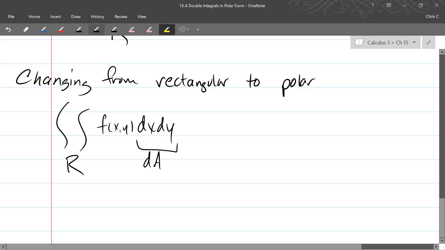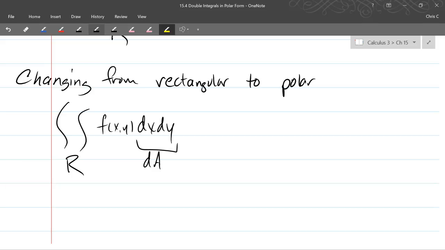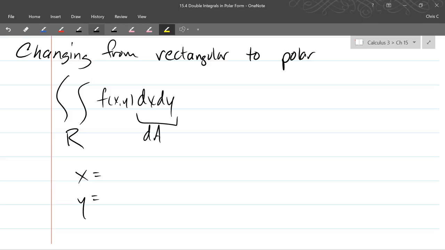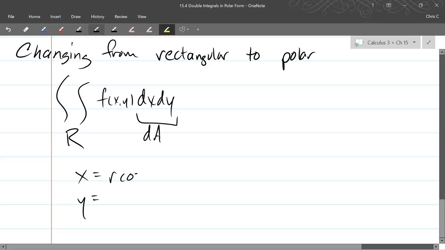All right, what are the coordinate changing equations that we use to go from rectangular to polar? x squared plus y squared is r squared. We got the tangent of theta. Okay. x equals r cos theta, y equals r sine theta. There we go. I think we did this part already.